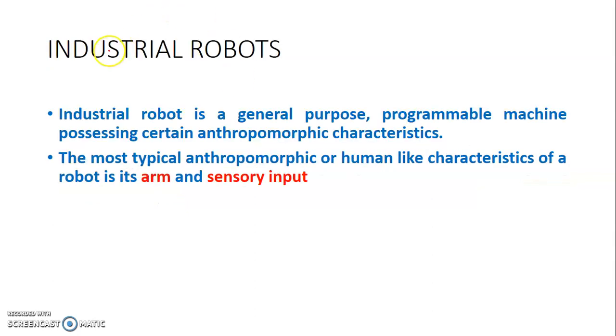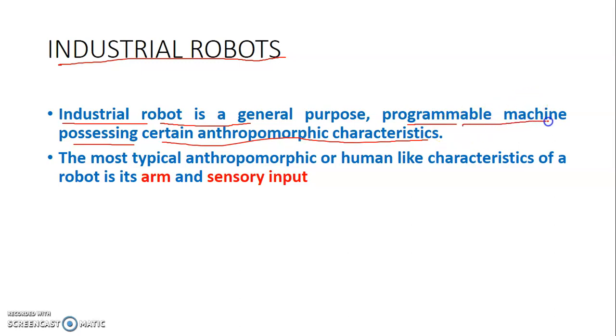So here we have a definition for industrial robot. What we are learning here is called an industrial robot because it is used in industries to do different tasks. Here we have the definition of industrial robot. An industrial robot is a general purpose programmable machine possessing certain anthropomorphic characteristics. Industrial robot is general purpose and programmable.